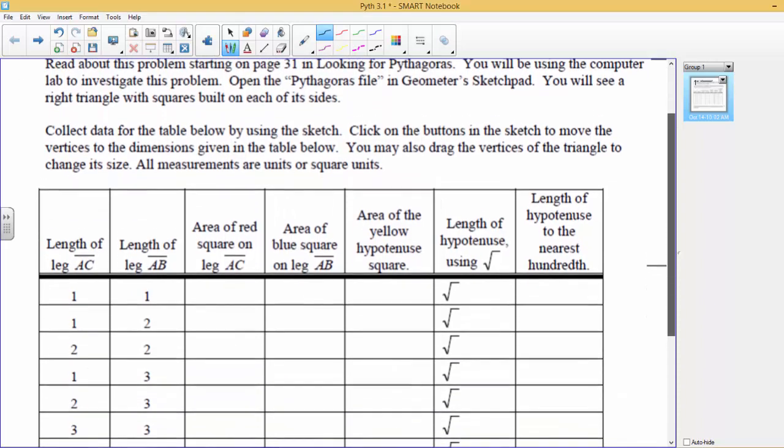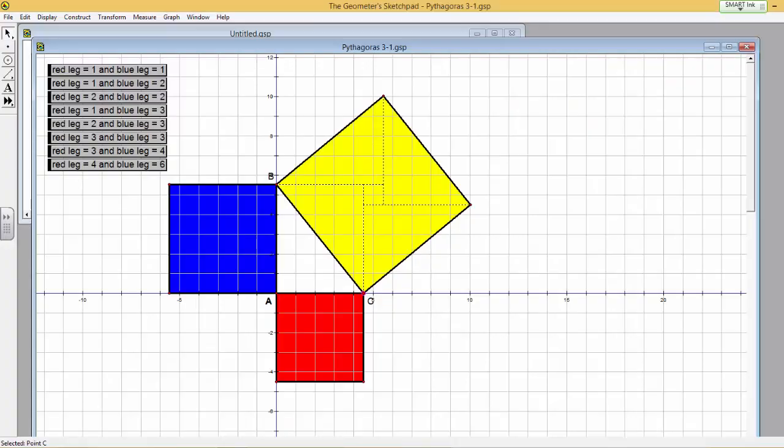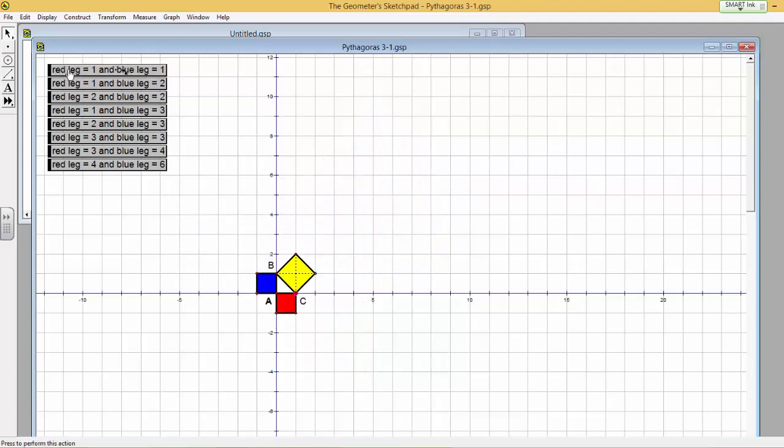I'm going to click back and forth between this lovely grid that we're going to fill out together and this interactive thing. So the first question in your grid says a red leg of 1 and a blue leg of 1. That's what you're looking at. Now, if you count the area of the red square, this is a square of 1. And if you count the area of the blue square, the area is 1. And if you count the area of the yellow square, each of these are a half. That's kind of why it's broken up like that. So this area is 2.